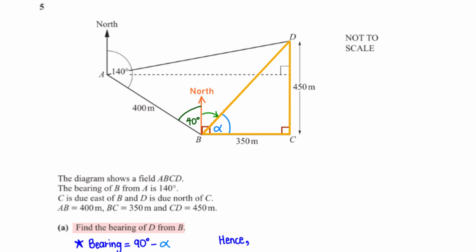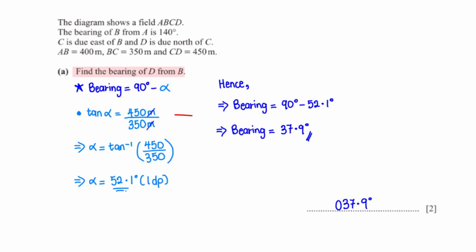Triangle BCD is a right-angled triangle, and so we can find the value of alpha by applying SOHCAHTOA. This gives us tan alpha equals the opposite, which is 450 meters, divided by the adjacent, which is 350 meters. When we make alpha the subject, we have tan inverse of 450 divided by 350. When we type this into the calculator, we get 52.1 degrees, correct to 1 decimal place. This means that the bearing is 90 degrees minus 52.1 degrees, which is equal to 37.9 degrees.